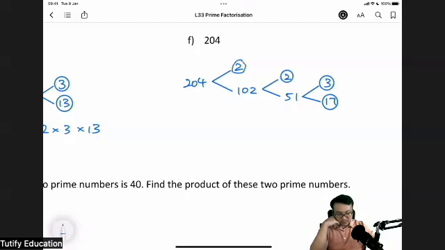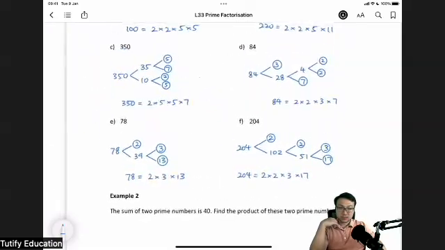So I circle all the prime numbers. And now I'm going to write down from smallest to biggest. 204 equals to? 2 times 2 times 3 times 17. Well done. Thank you, Junchen. Good job. Okay. So students, this is how we do it.